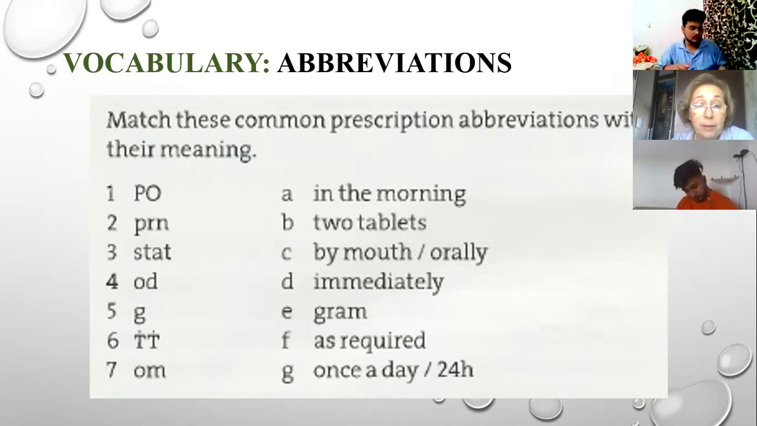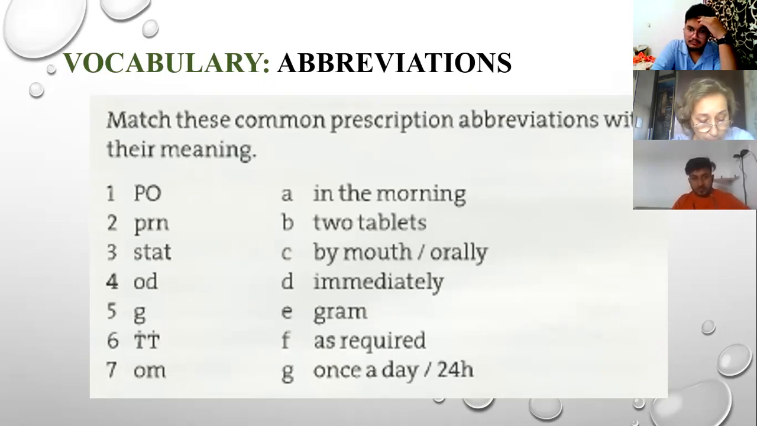So we have just the letters from A to G. Which letter should we connect this to? Pro re nata means as required. F, as required, yes, ma'am. Rohit, what about the other abbreviations? STAT, ma'am, is for urgent or immediately. Okay.